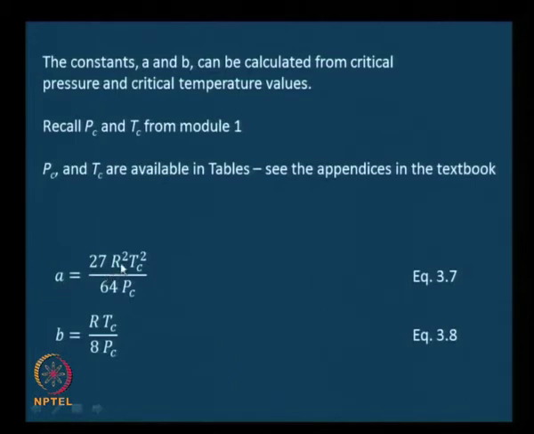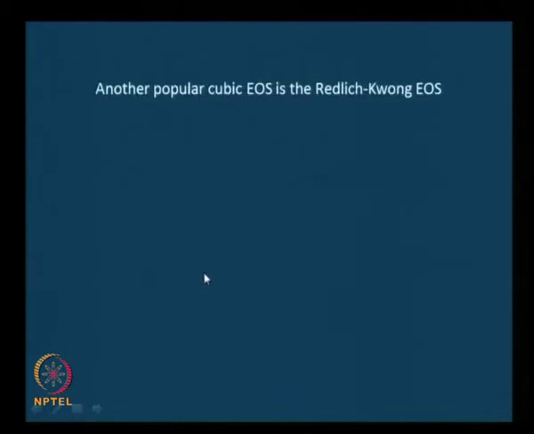A was 27 R squared Tc squared by 64 Pc, and B equals RTc by 8 Pc. This is for the van der Waals equation of state. Then another popular cubic equation of state we saw is the Redlich-Kwong equation of state, which is given as P equals RT by V minus B minus A by T power 0.5 V into V plus B.